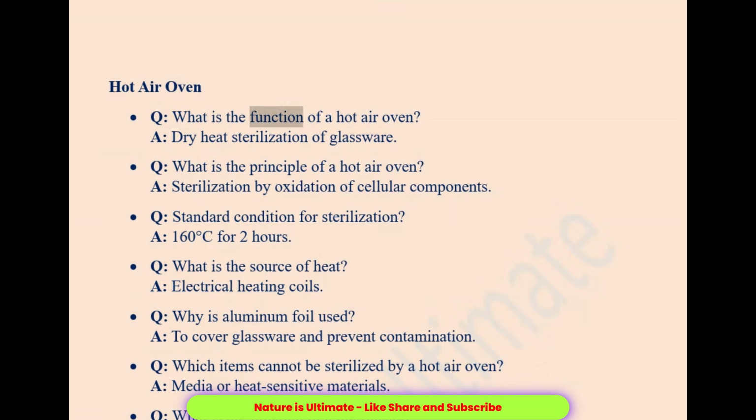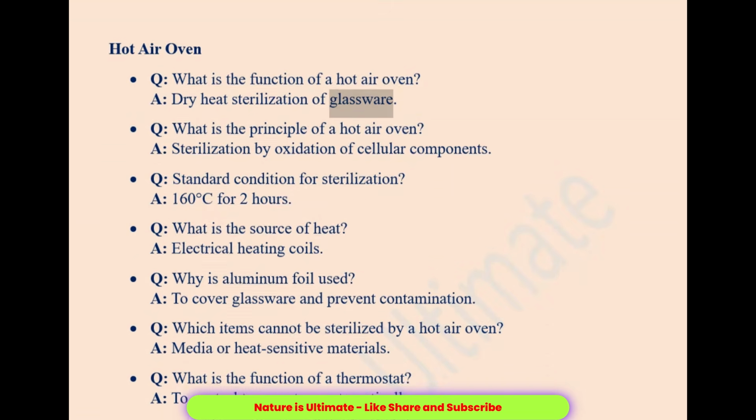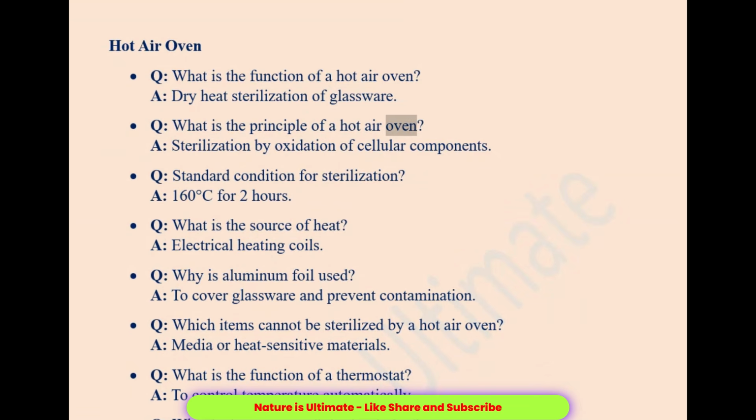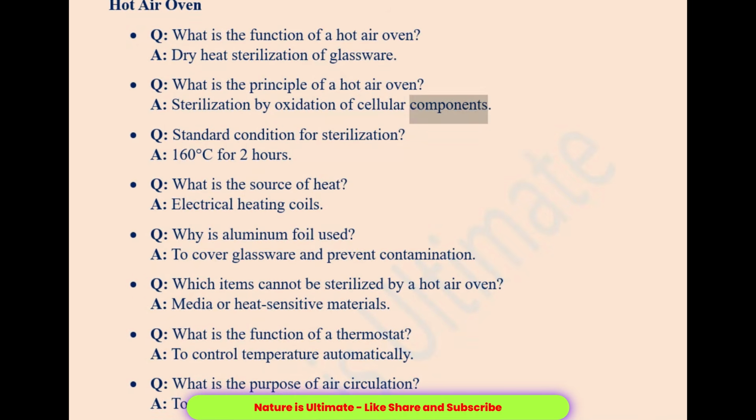Hot air oven. Q. What is the function of a hot air oven? A. Dry heat sterilization of glassware. Q. What is the principle of a hot air oven? A. Sterilization by oxidation of cellular components. Q. Standard condition for sterilization? A. 160 degrees Celsius for 2 hours.